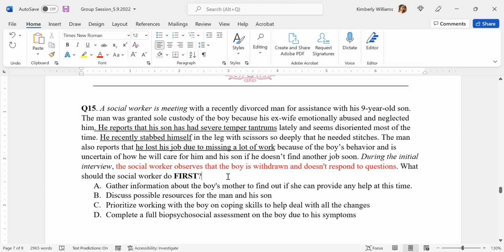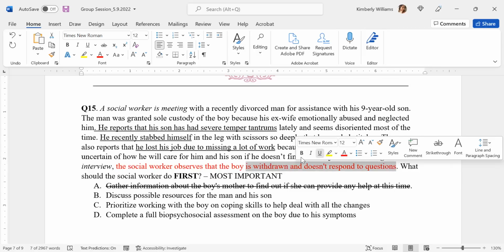What's the most important thing that we're going to do about this boy who is withdrawn and not responding? Are we going to gather information about the boy's mother to find out if she can provide any help at this time? Is that going to address the fact that he's withdrawn and doesn't respond to questions? Correct. Discuss possible resources for the man and his son. Is that going to address the fact that the social worker observes him withdrawn and not responding to questions? Correct.